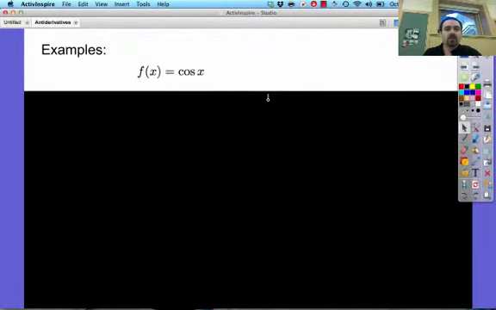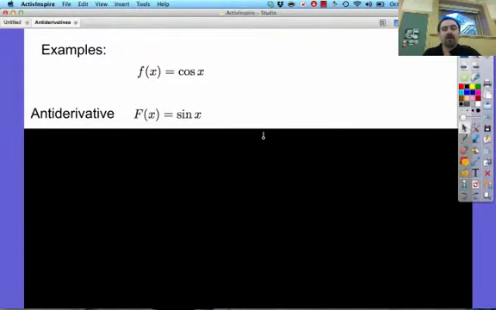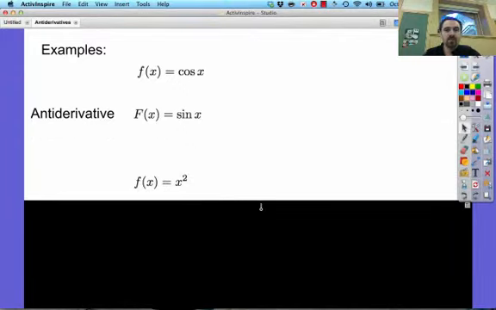Okay, so here's an example. Cosine of x. What function gives us a derivative of cosine of x? The antiderivative is sine x. Okay? So, that's pretty straightforward. Now, let's take a look at x squared. Okay? Now, what function is going to give us a derivative of x squared?